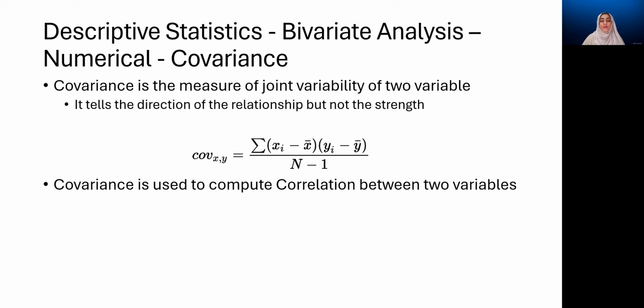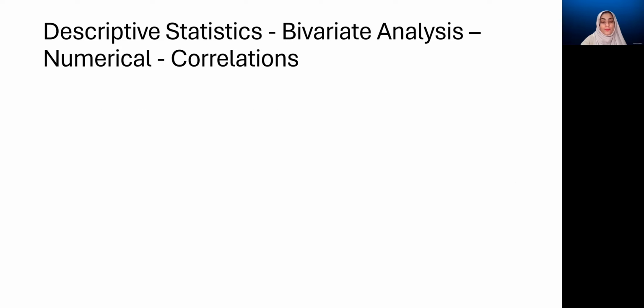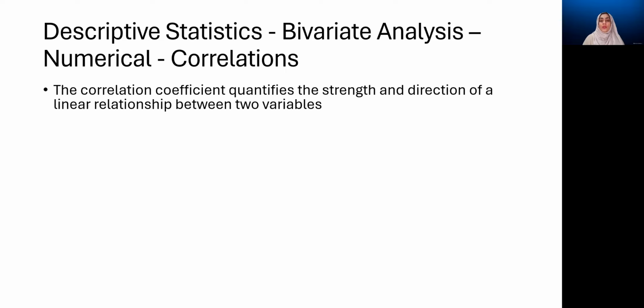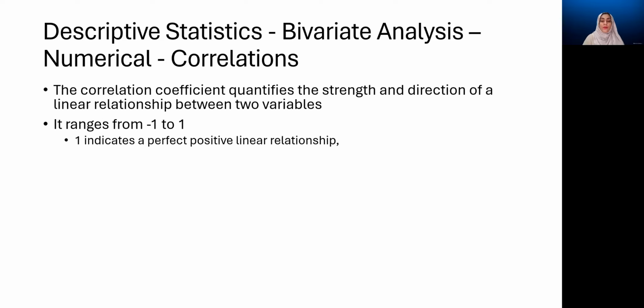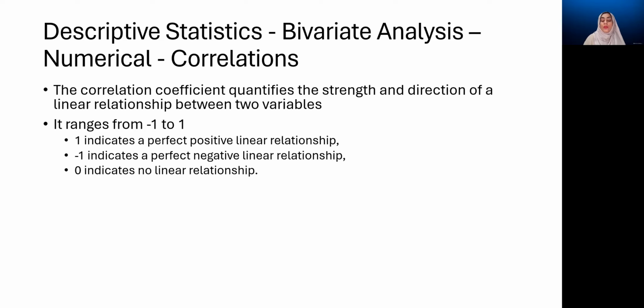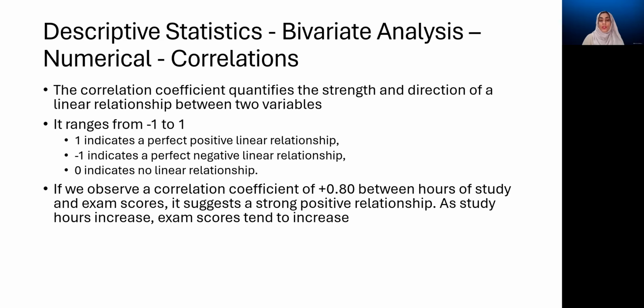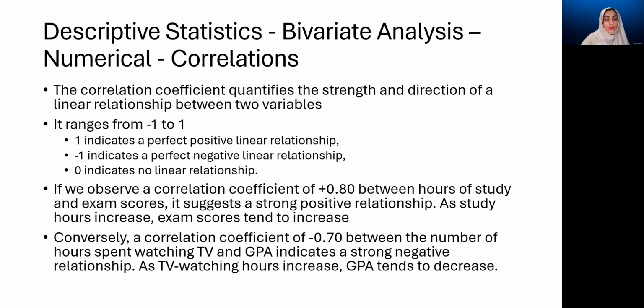Correlation is a measure which can identify not only the direction of relationship between two variables, but also its strength. The correlation coefficient quantifies the strength and direction of linear relationship between two variables. It ranges from -1 to 1. 1 indicates a perfect positive relationship, -1 indicates a perfect negative relationship. 0 indicates no relationship. If we observe a correlation coefficient of +0.8 between hours of study and exam scores, it suggests that there's a strong positive correlation between the two, which means that if the study hours increase, the exam scores also tend to increase.